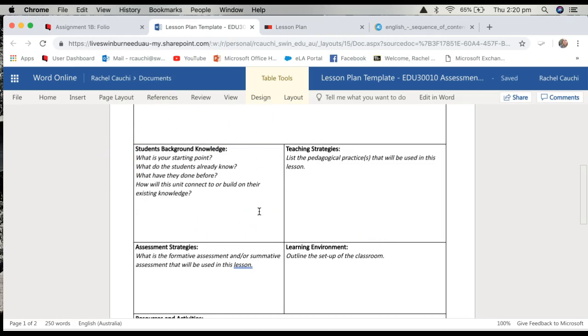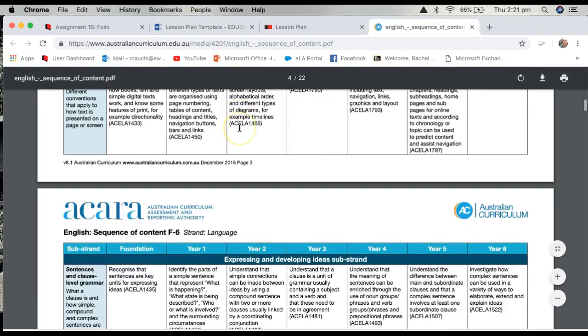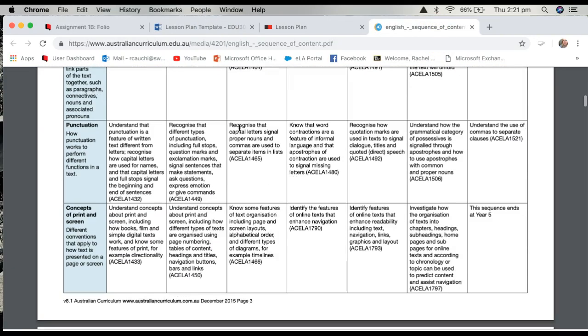So if we assume that our lesson is based at grade 3, then we should know that the students are coming to you with already a knowledge base. Again, if it's grade 4, grade 5 or grade 6, they're coming to you knowing certain things. So you need to know what your starting point is. You need to know what students already know, what have they done before, and this is where this scope and sequence is actually quite fantastic, because it shows you the progression of skills.